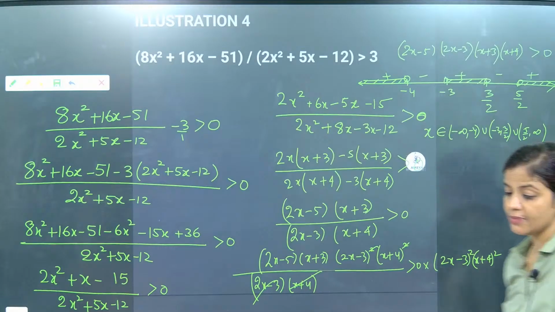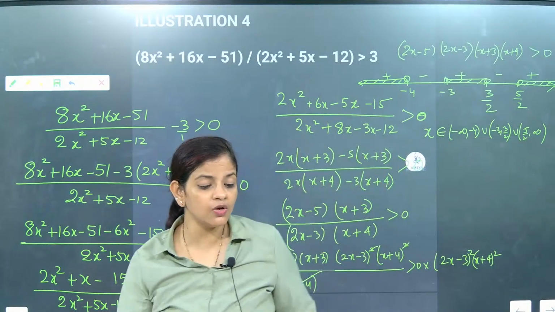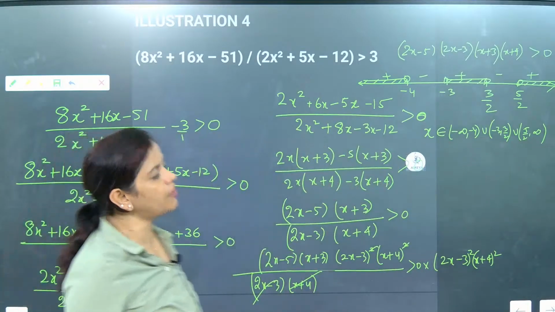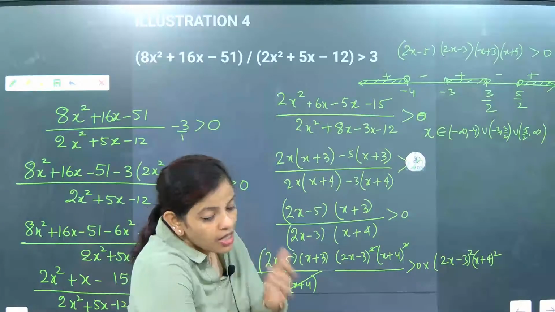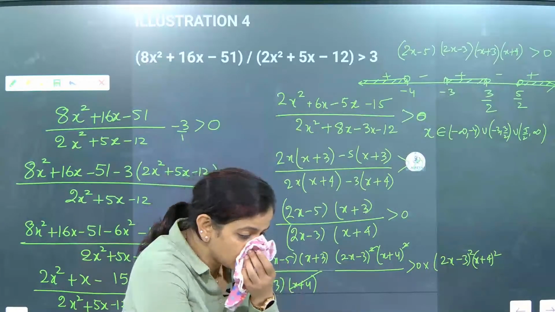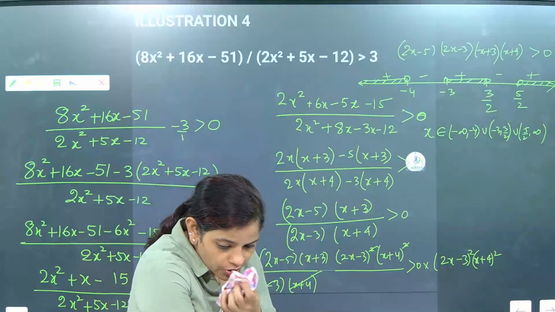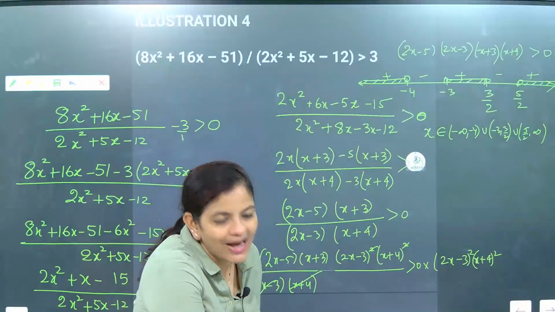This is exactly that part, and this is seriously one very good topic. For increasing and decreasing functions, if your concepts are clear, you will be able to solve all the questions with no problem. Understood? Your questions, your content, everything will be back to back clear, beta.